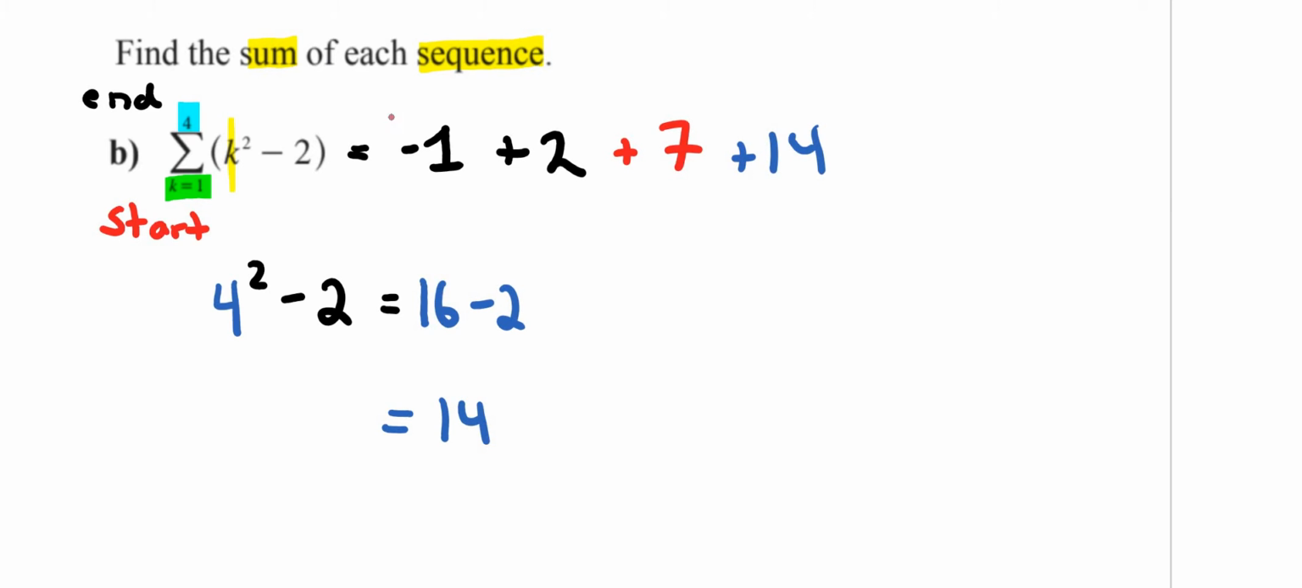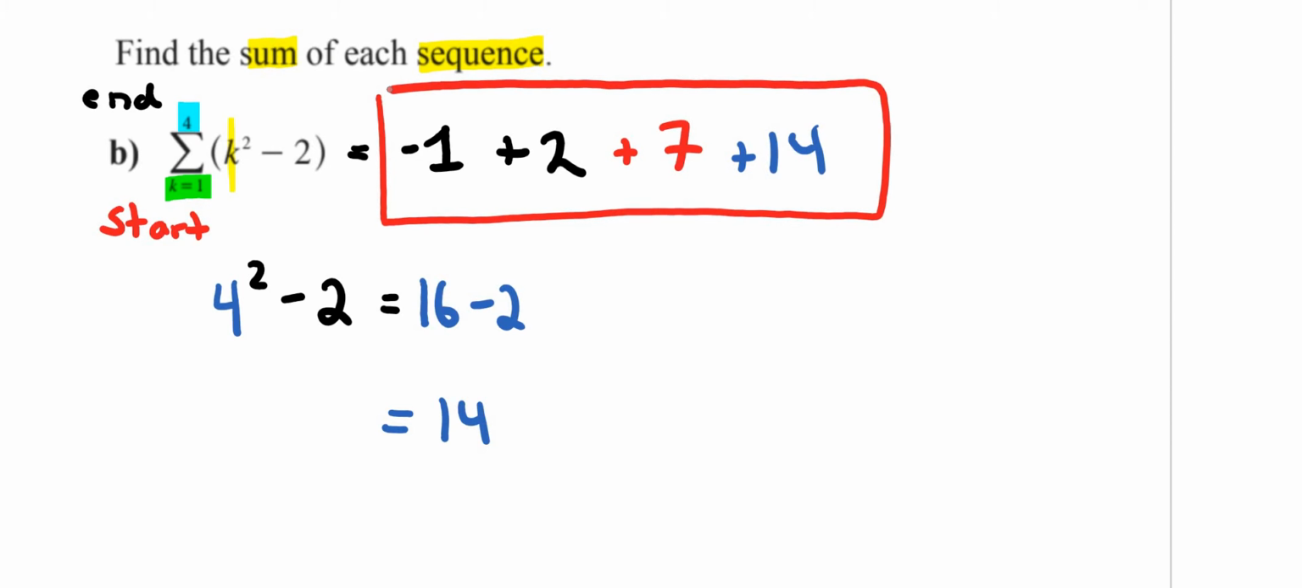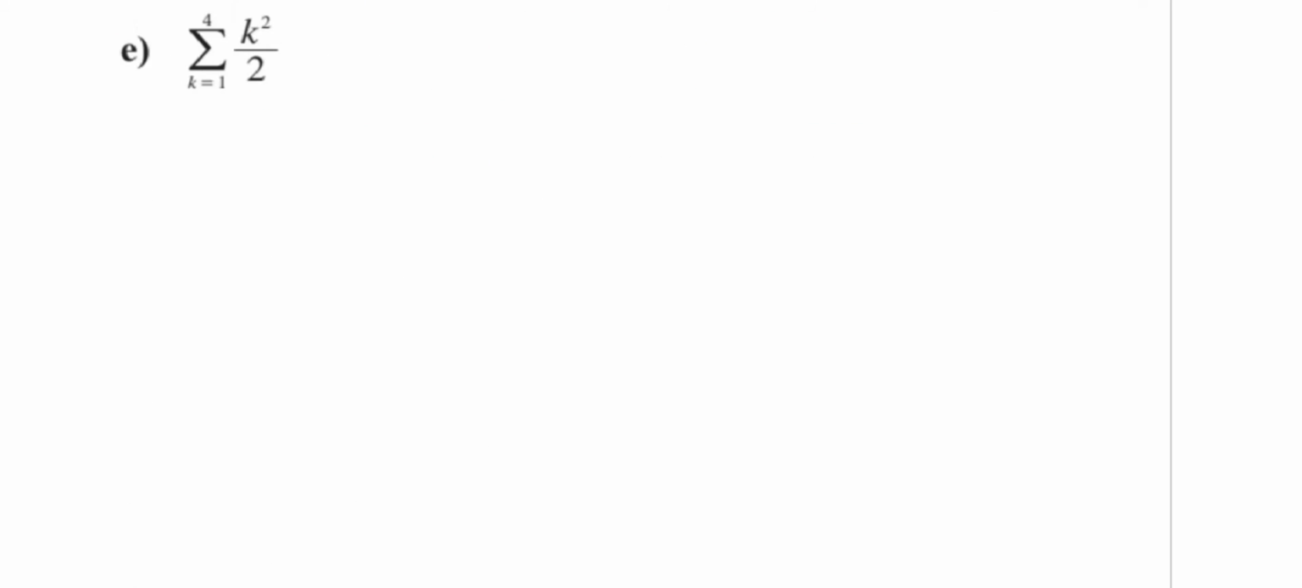If I want to find the sum, I just add up all these numbers here. If you add up all those numbers very carefully, you should get a value of 22. That's how you do one of these sum questions when you're given the sigma notation. And let's do one more here for practice as well.